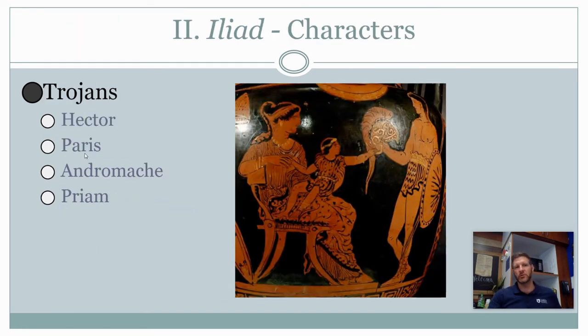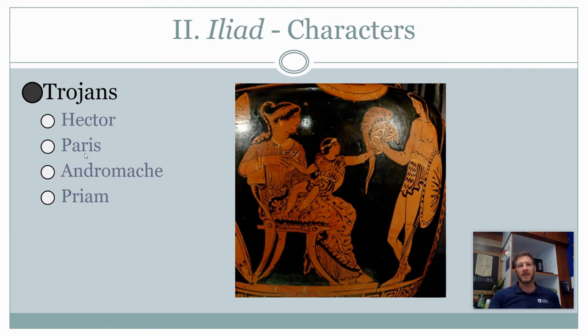The other side, the Trojans' key characters, is you have Hector. Hector is the counterpoint to Achilles. On the Trojan side, he's the leader of the city. He's very virtuous. He's portrayed as kind of the best character of the entire story. He's very noble. He's trying to serve his people. He's trying to protect them, even though again he also knows that that's eventually going to lead to his death.